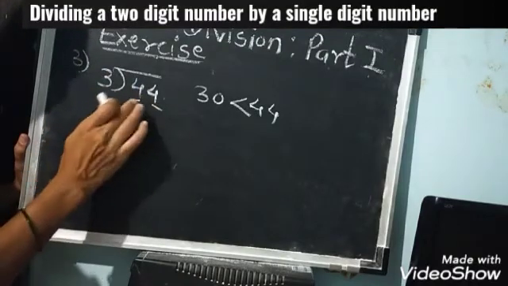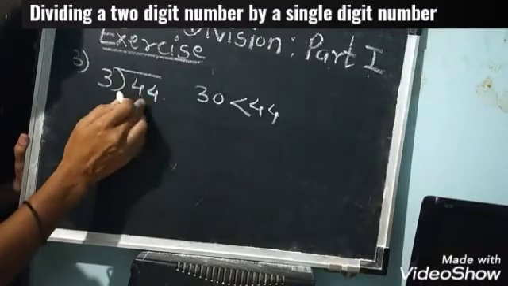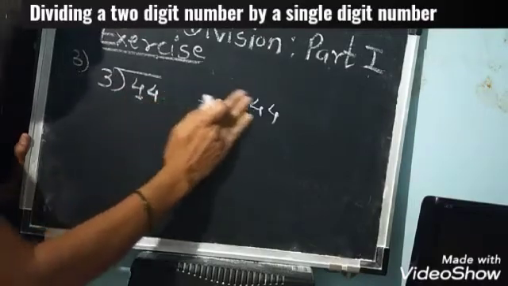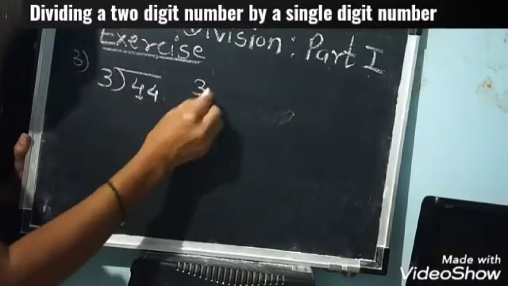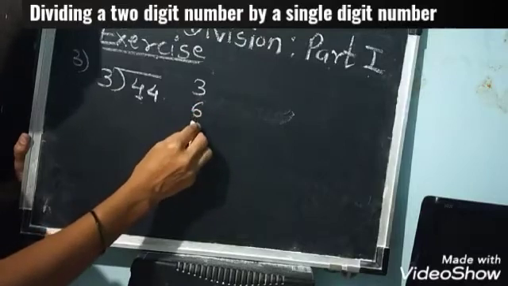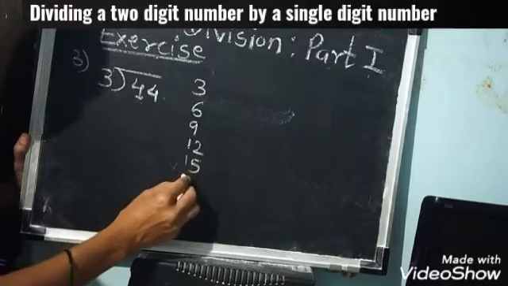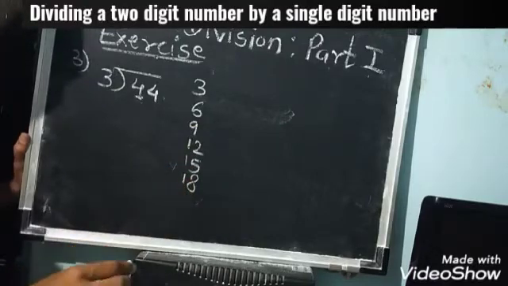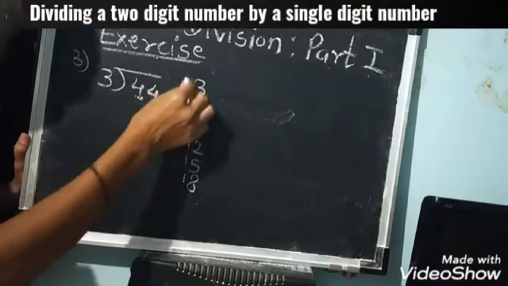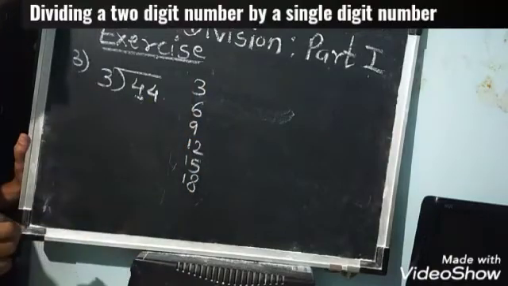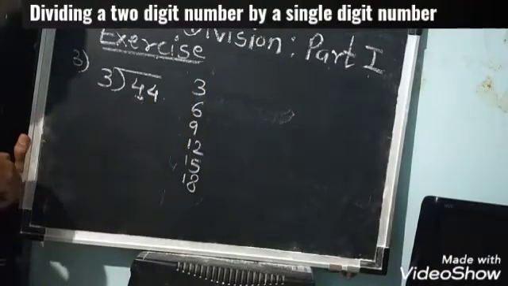It is the example of chapati. So we have to separate it. First consider 4. Do you know 3's table? 3 1s are 3, 3 2s are 6, 3 3s are 9, 3 4s are 12, 3 5s are 15, 3 6s are 18. First consider 4. Is there 4 in the table? There is no 4. Then now what to do?